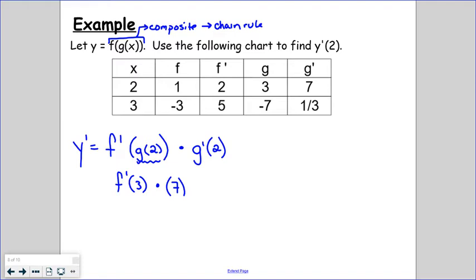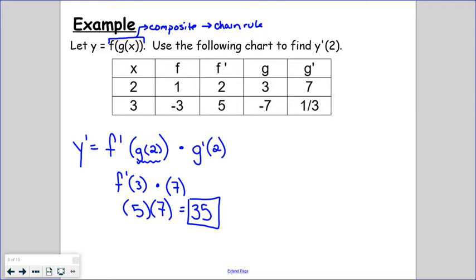So then the last thing I need to do is go to that table and find f prime of 3. Here's f prime of 3 is going to be 5. So this part would be 5. And it looks like we would get an answer of 35. Questions on that?